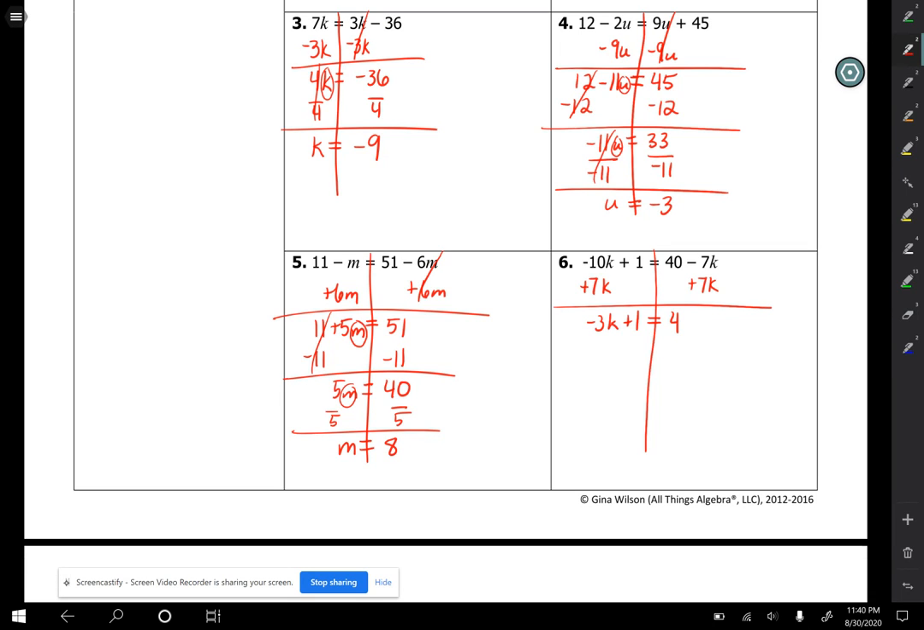All right. I changed this because this says minus 7k, so I needed to add 7k to both sides. Negative 10k plus 7k is negative 3k. All right, solve for k by subtracting 1 from both sides. Negative 3k equals 3 from the 4 minus 1. Solve for k. Last step is to divide by negative 3 on both sides. K equals negative 1.